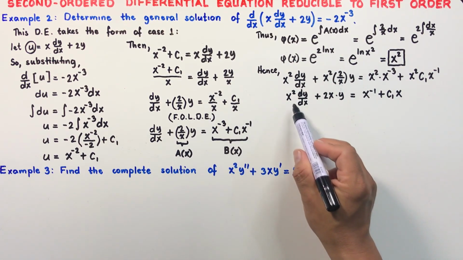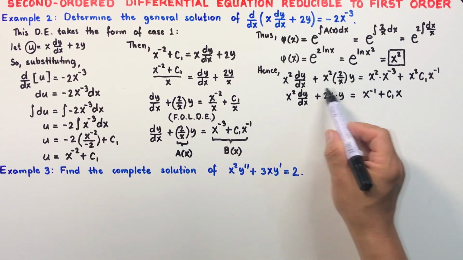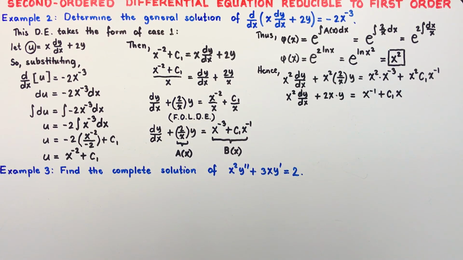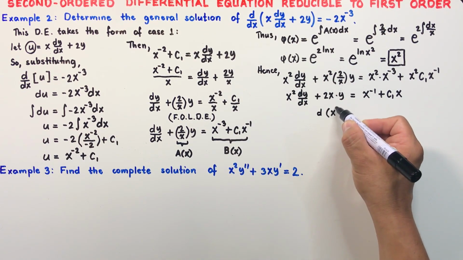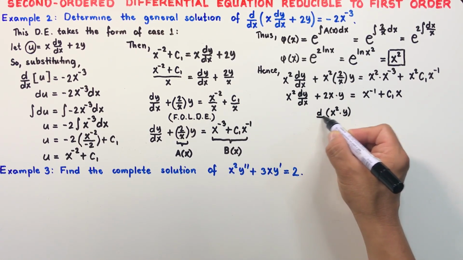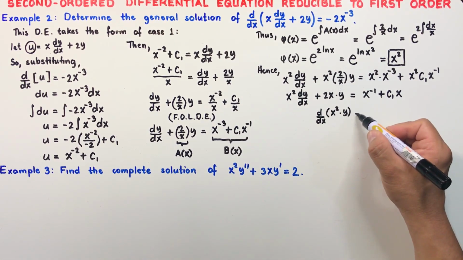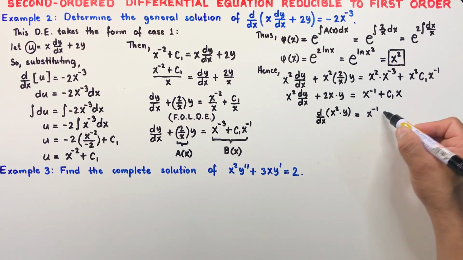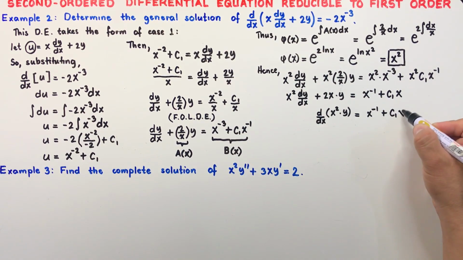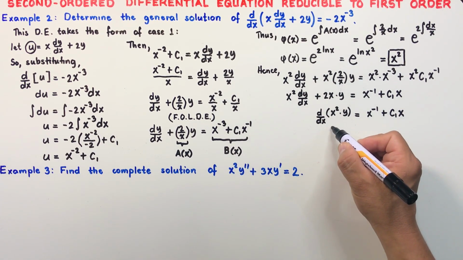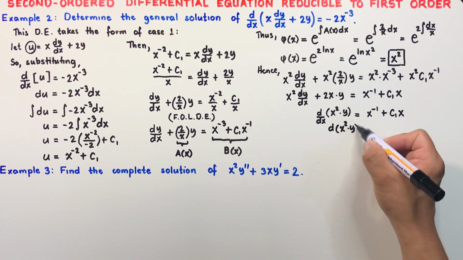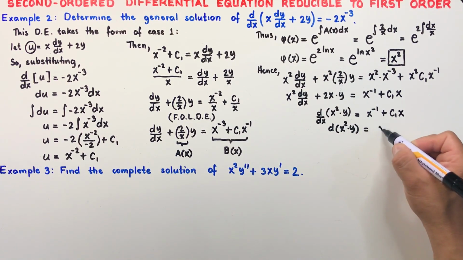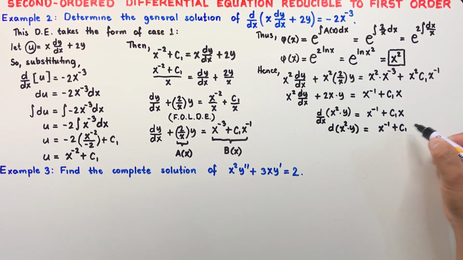And you must be clever enough to notice that this is already an integrable combination because this is a derivative of a product of x squared and y. So this is the derivative with respect to x. So here we have x to the power negative 1 plus c sub 1 x. Now rewriting our equation, we have the differential of x squared times y, which is equal to x to the power negative 1 plus c sub 1 x dx here.